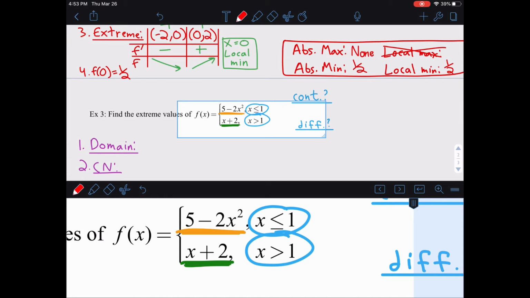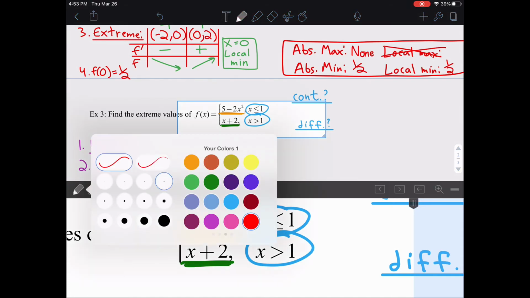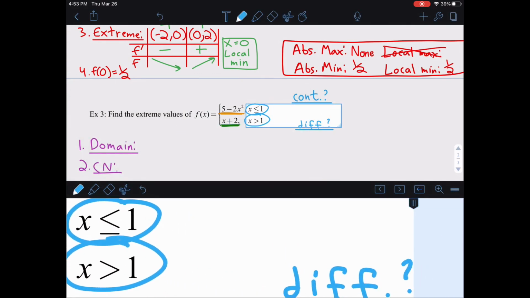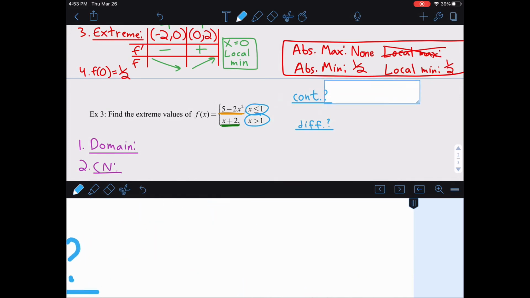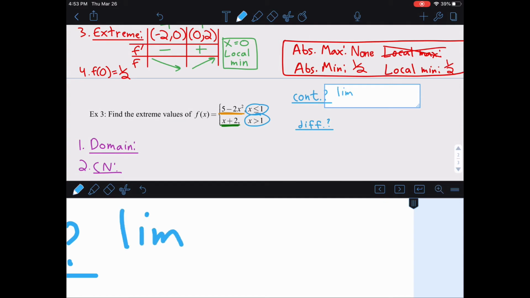Before we do anything with a piecewise function, the first thing I want to do is talk about that point where the two pieces break off, x equals 1. I have to figure out what is happening here. So the first thing I want to check is, is there continuity at x equals 1? So how do we check for continuity? Well, first I need to see if the limit exists, so I'm going to check the limit as x approaches 1 from the left of f of x.